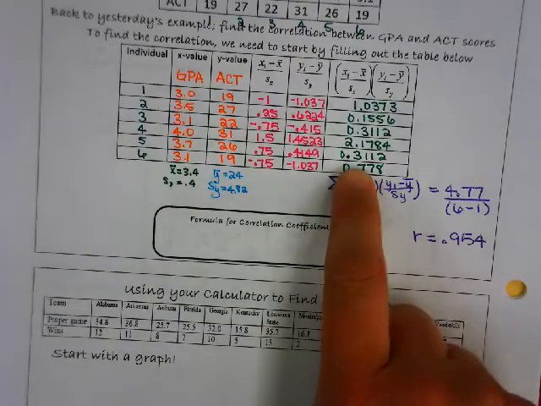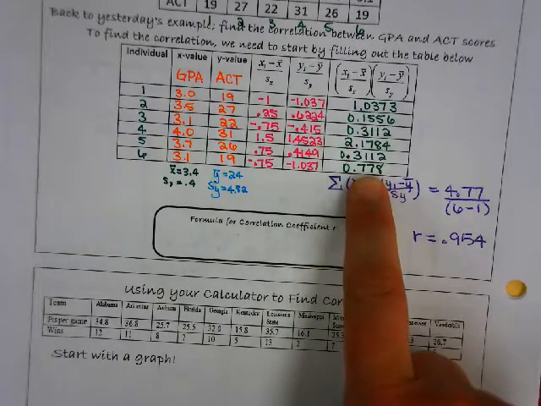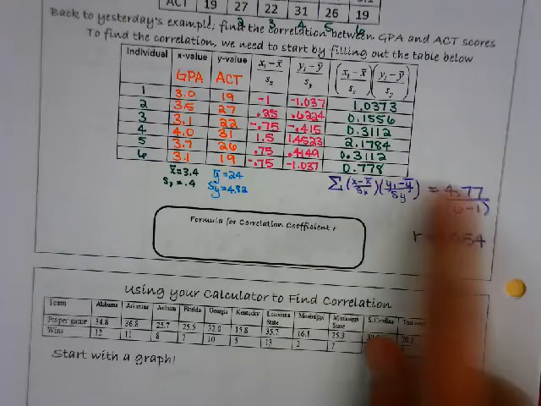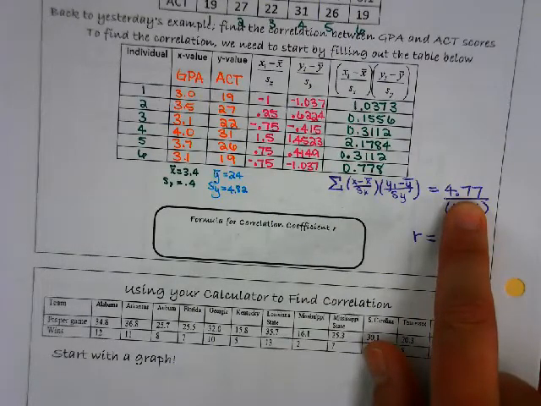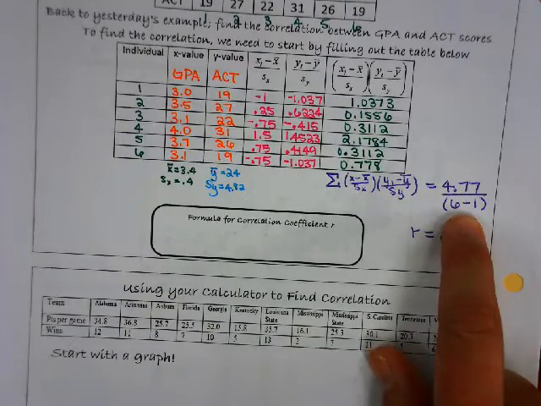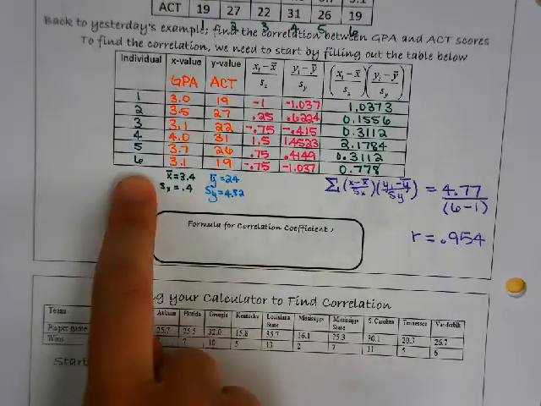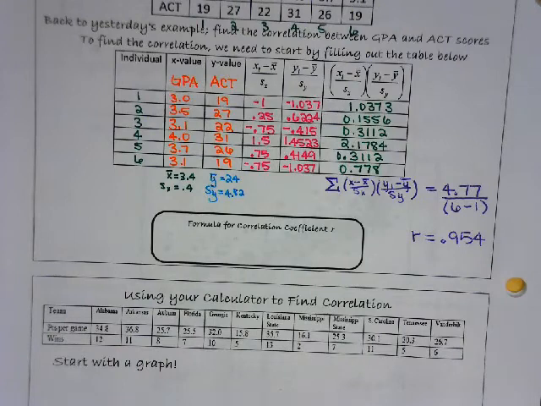You added all what together? These 6 numbers. You just add them all together, and that gave us 4.77. And then the formula tells you to divide by 1 less than your number of data pieces. There are 6 pieces of data, and you take 1 away to make it degrees of freedom. It's just the term they call it. You divide by 1 less than the number of data pieces that you have.